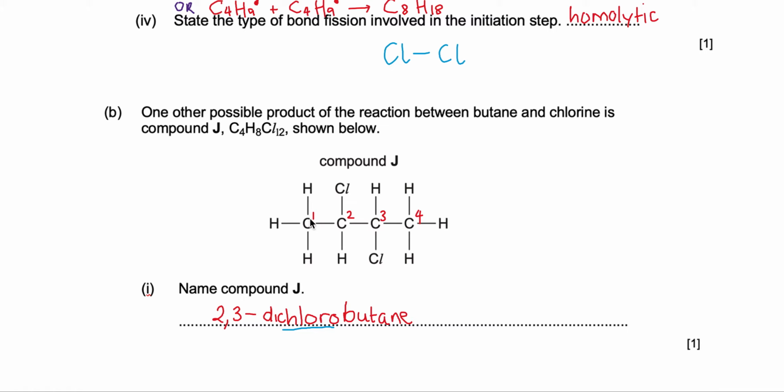Longest carbon chain, as we can see, just going straight through, 1, 2, 3, 4. It doesn't matter which side you number from because the chlorine is still found on carbon 2 and carbon 3. So this is 2,3-di, because there's two of them, chlorobutane.